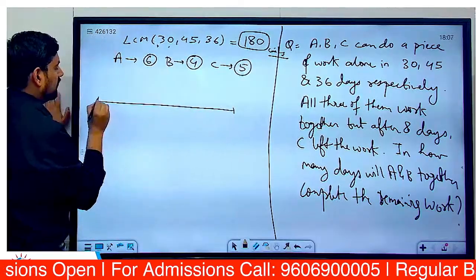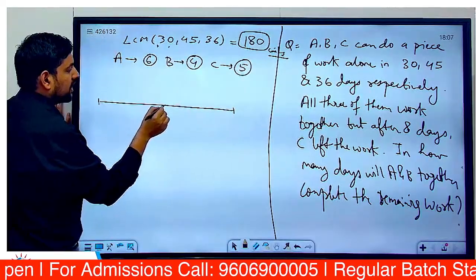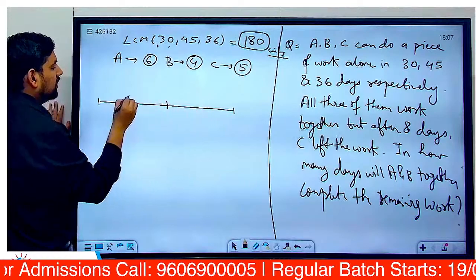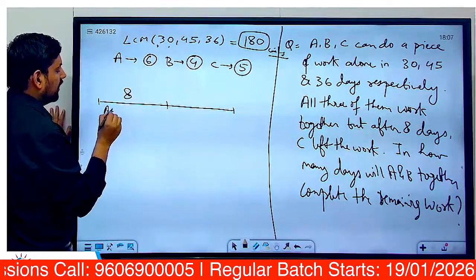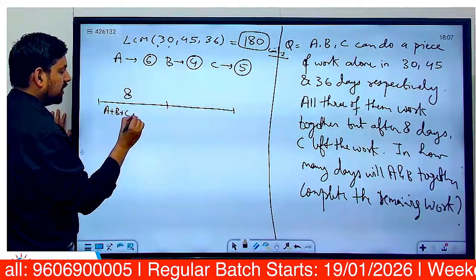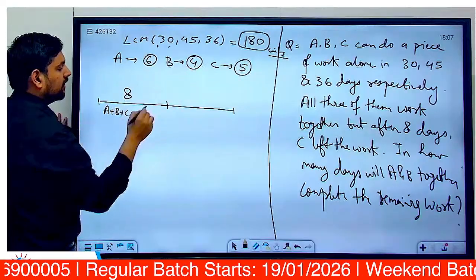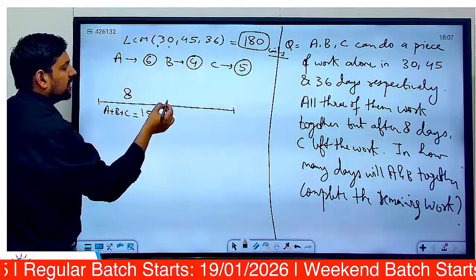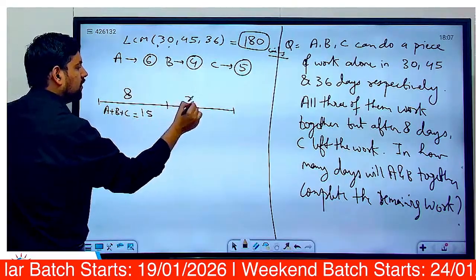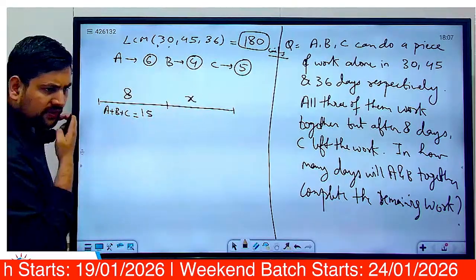All three of them work together for 8 days. After 8 days, C left. So for 8 days, who is working? A is working, B is working, C is also working. Add them all: 6, 4, 5, 15. Then after these 8 days, for X days, this is what we are trying to find.